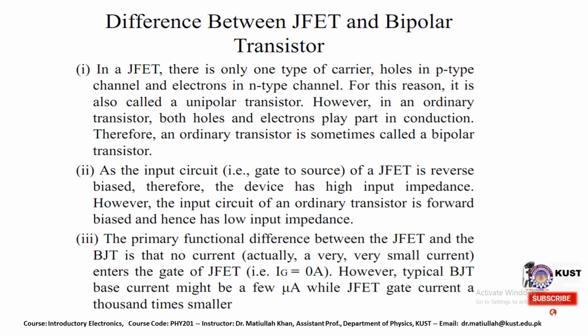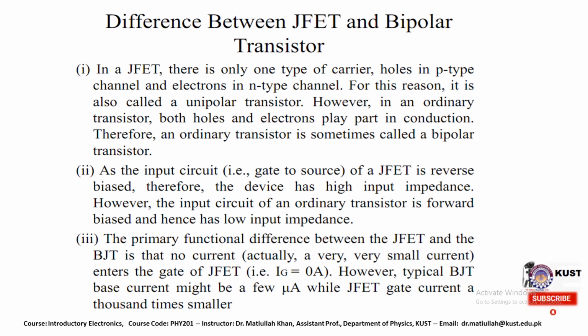So what is the main difference between the junction field effect transistor and the bipolar junction transistor? If we look at the junction field effect transistor, there is only one type of carrier, that is the holes in the p-type channel or the electrons in the n-type channel. That is why it is called a unipolar junction transistor. But if you look at the BJT, the bipolar junction transistor, both holes and electrons are used in the same transistor.